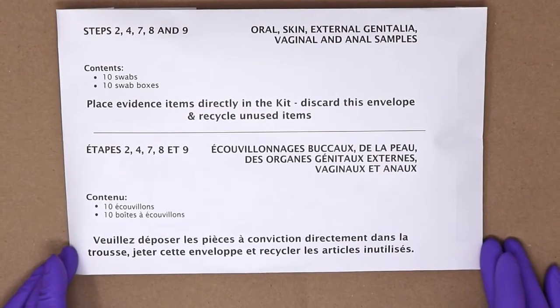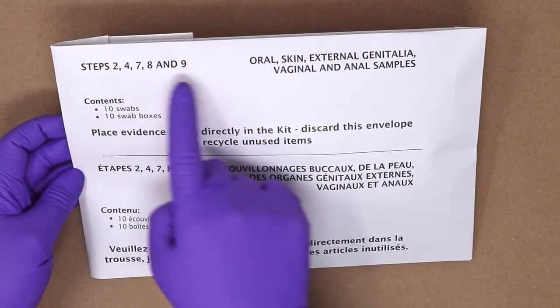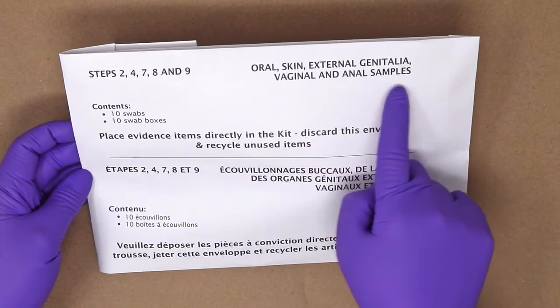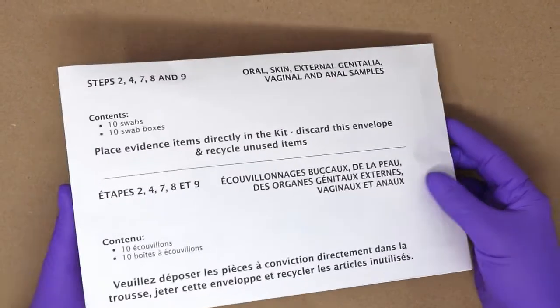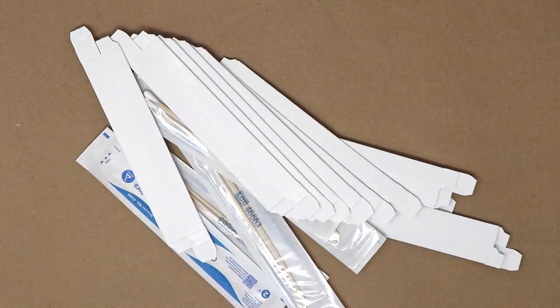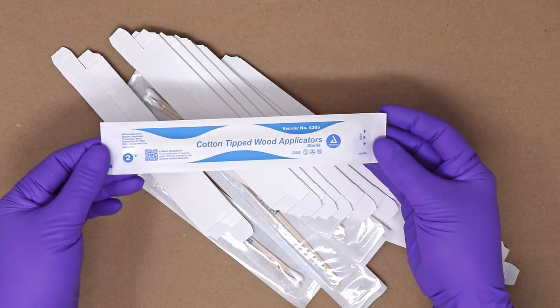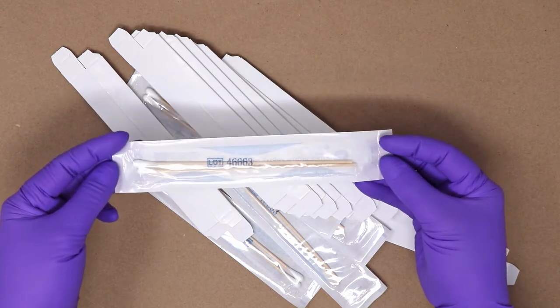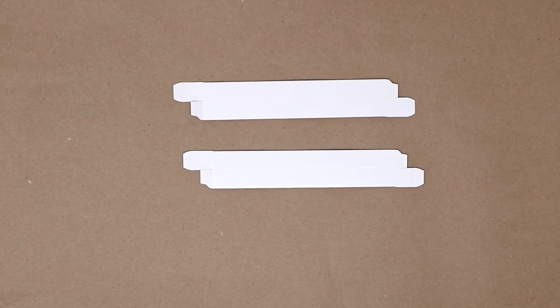Swabs and swab boxes are found within an envelope that is labeled Steps 2, 4, 7, 8, and 9. This contains all of the swabs required for the collection of multiple steps within the kit. Swabs and swab boxes contained within this envelope are for use with each of these steps. The swabs may come individually packaged or packaged in sets of 2 and are sterile, DNA-free.